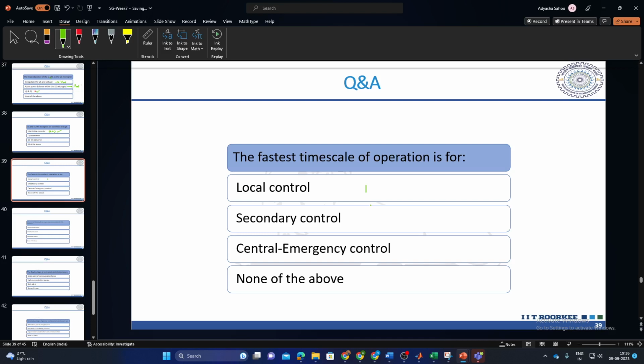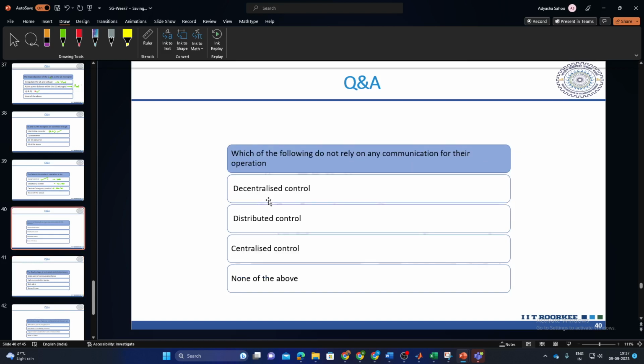And the fastest time scale of operation is for local, secondary, central emergency control, or none of the above. Local, ma'am. Okay, we got one local. Anyone else? So central was the slowest, right? We talked where its operation is from, we can say minutes to hours. Secondary control, we can say from seconds to minute, while the local is within seconds. The answer is local control.